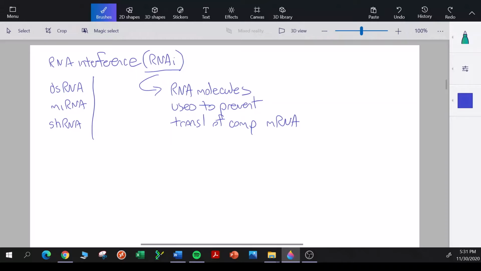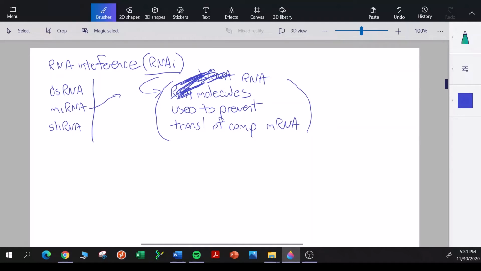So this is a very general definition of RNA interference. A lot of researchers will say specifically when double-stranded RNA molecules are used to prevent translation of a complementary messenger RNA. But microRNAs can also cause RNAi. And whether or not they're double-stranded RNA is a matter of semantics. So we're just going to use the general definition as RNA molecules used to prevent translation of a complementary messenger RNA.